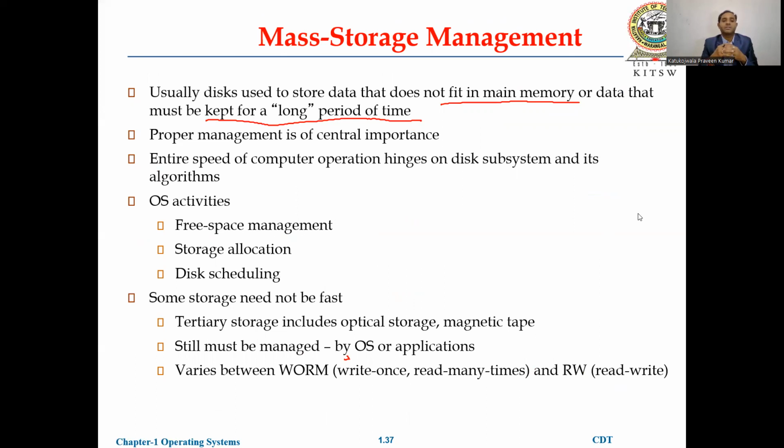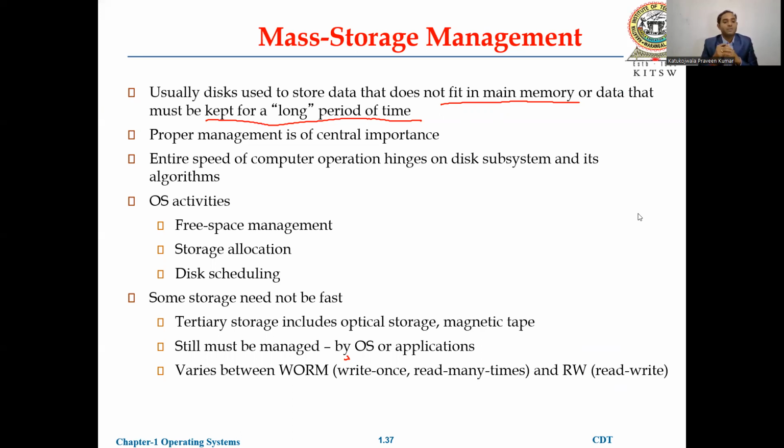So there are some activities of the operating system: free space management, storage allocation, and disk scheduling. You are all going to study these in detail in Unit 3. So students, this is an introduction to your operating system. Everything will be covered here, and these topics we are going to discuss in the coming units, in the coming classes.